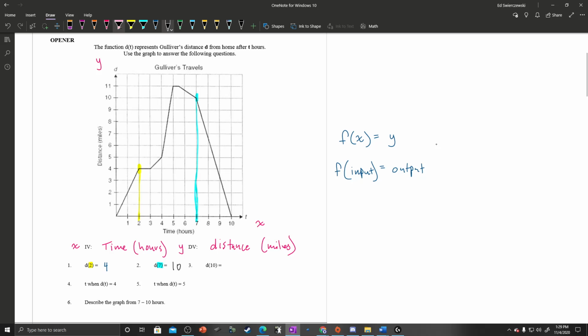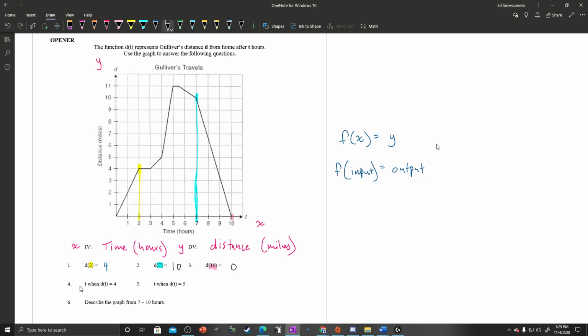All right. Last one, d of 10. Same thing, I look on the x-axis, 10, what is the y value here? Well, it's actually at 0. So it looks like Gulliver is back home after 10 hours. The output is 0.